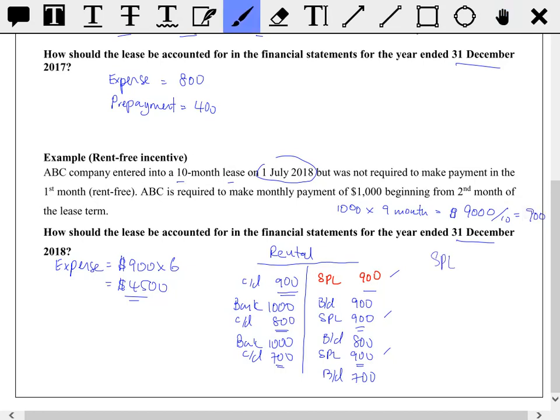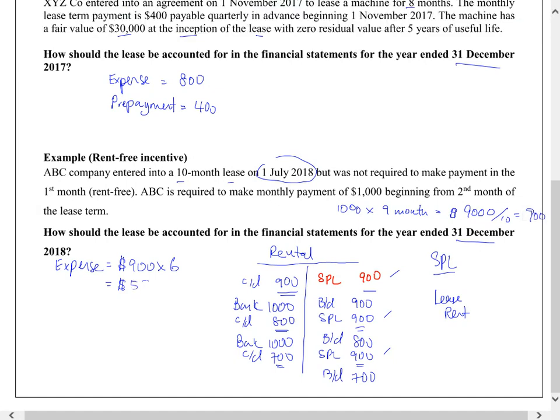So SPL, lease rental. Sorry, this one should be 5,400, not 4,500. 5,400. 9 times 6 is 54. Lease rental 5,400. SFP, I have a liability.